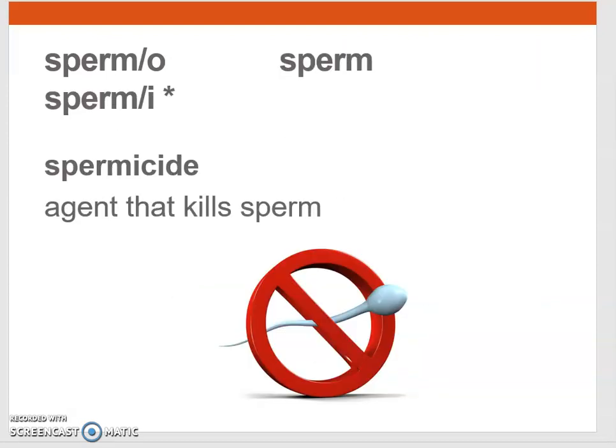A couple more combining forms. We had spermato on this previous page, but we also have spermo and spermi. Either of them mean the same, sperm. As in spermicide, there's a spermi form. This is an agent that kills sperm. You'll recall the suffix "cide" means to kill, and spermi, of course, is the combining form for sperm.